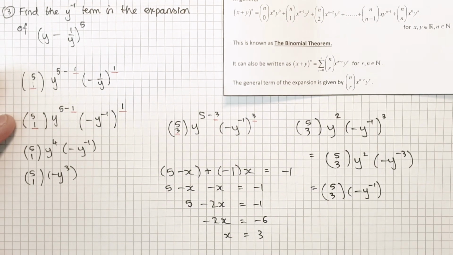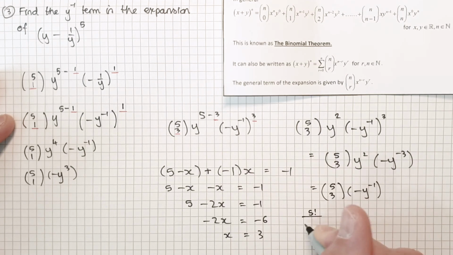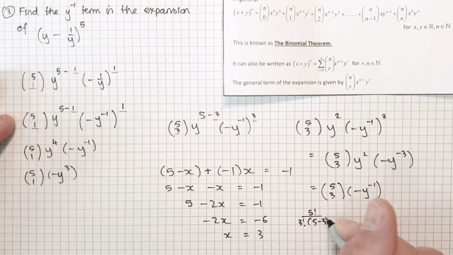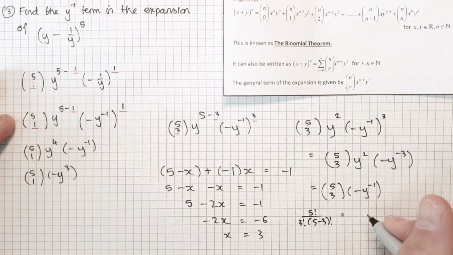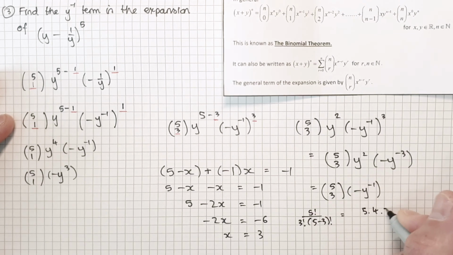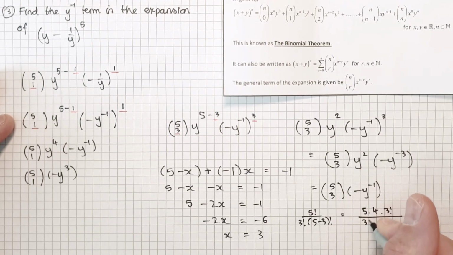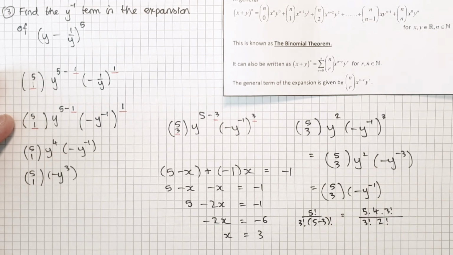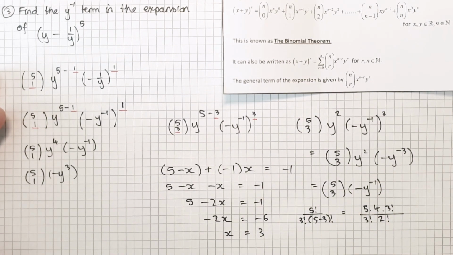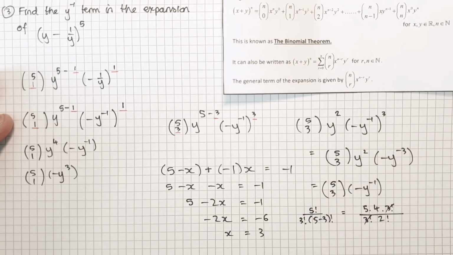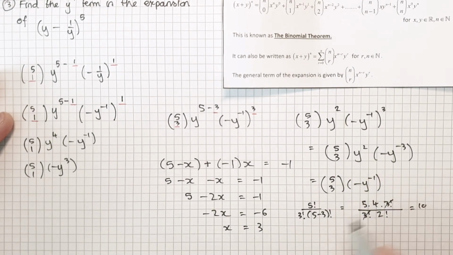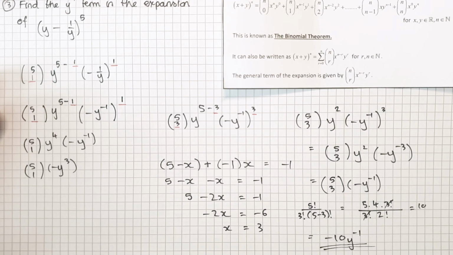So we can work that out as well. That would be 5 factorial over 3 factorial times 5 minus 3 factorial. So that would be 5 times 4 times 3 factorial over 3 factorial times 2 factorial. Well, 2 factorial is just 2, because it's 2 times 1. So the 3 factorials cancel out. So we just get 5 times 4 is 20. 20 over 2 is 10. And then we can finish off by writing this out as negative 10y to the power of negative 1. And that is the y to the power of negative 1 term in the expansion.